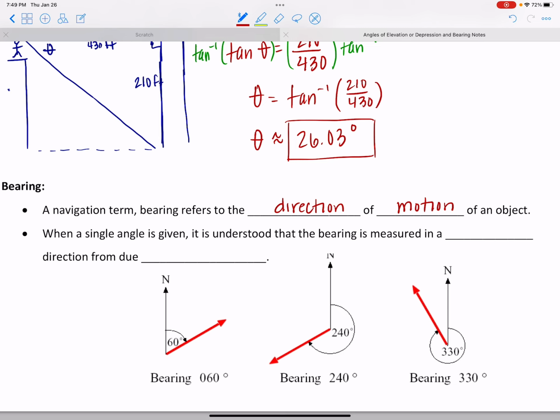And when we're just given a single angle, what we understand about bearing, the underlying premise here, is that it's measured in a clockwise direction from due north. So we always start from north as our reference, and then we rotate clockwise whatever degree measurement is given to us.